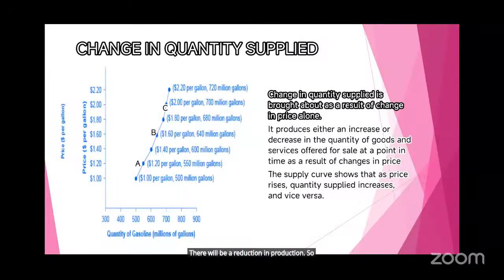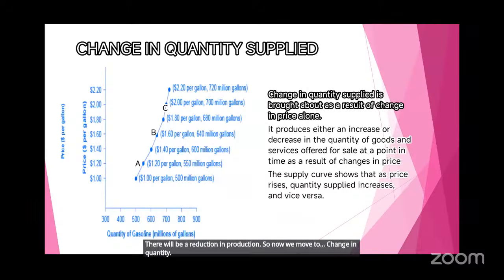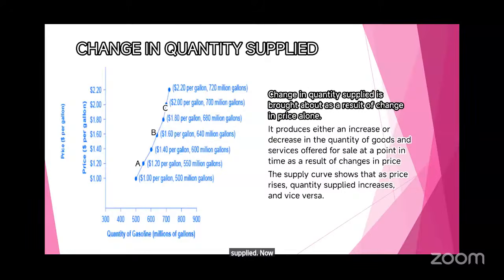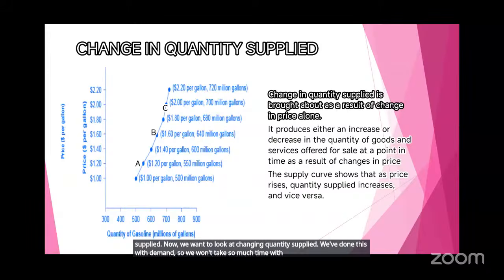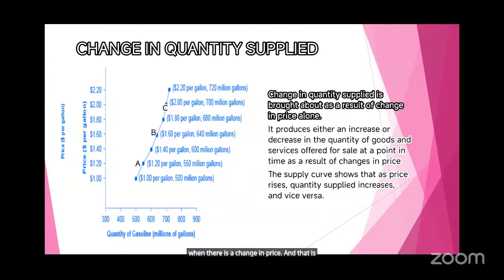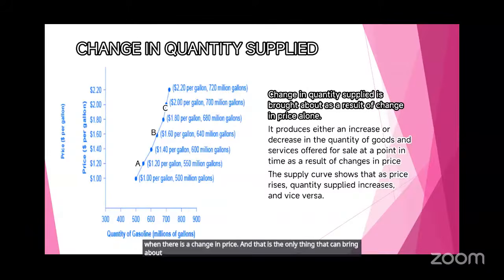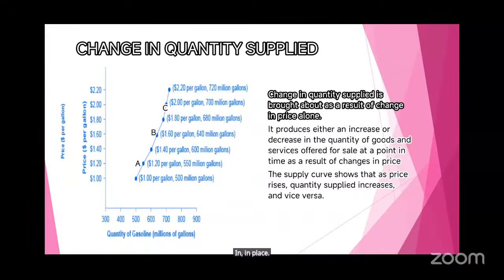So now we move to change in quantity supplied. Now we want to look at change in quantity supplied. We've done this with demand, so we won't take so much time with this. And we know that from our knowledge of demand, the change in quantity supplied can only be effective when there is a change in price. And that is the only thing that can bring about a change in quantity supplied, once there is a change in price.